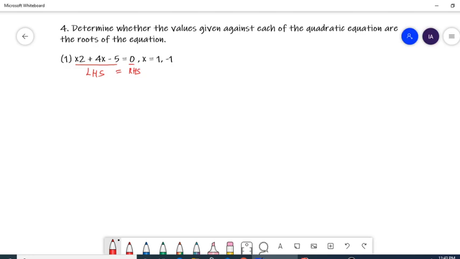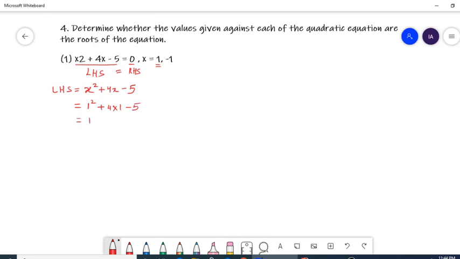Like here we have two numbers, 1 and minus 1. So I'll substitute 1 and minus 1 in the place of x. So first I'll take my left hand side. My left hand side is x square plus 4x minus 5. This is the left hand side of the equation. Now we will substitute x equals to 1. So when you substitute x equals to 1, here we have x square, so we can take 1 square plus 4 into x, that is 1, minus 5.